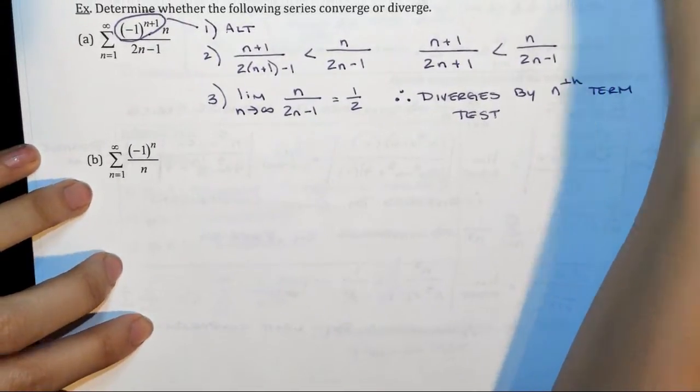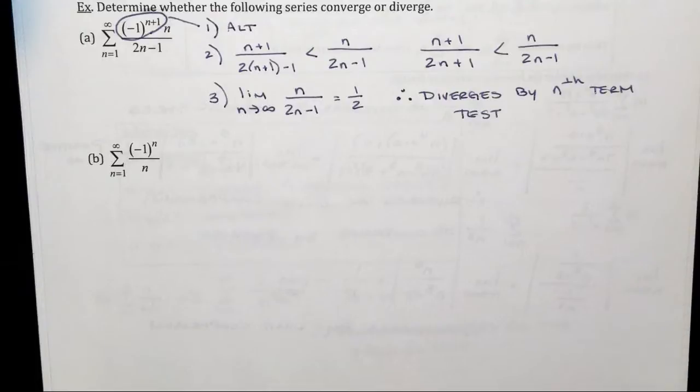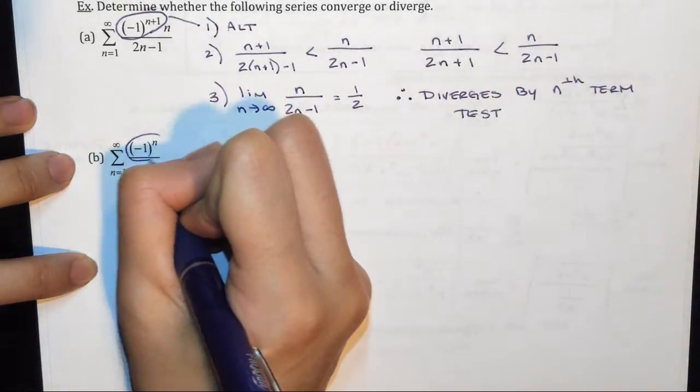All right, one more example of alternating series test. The part that tells you that it's alternating is this one.